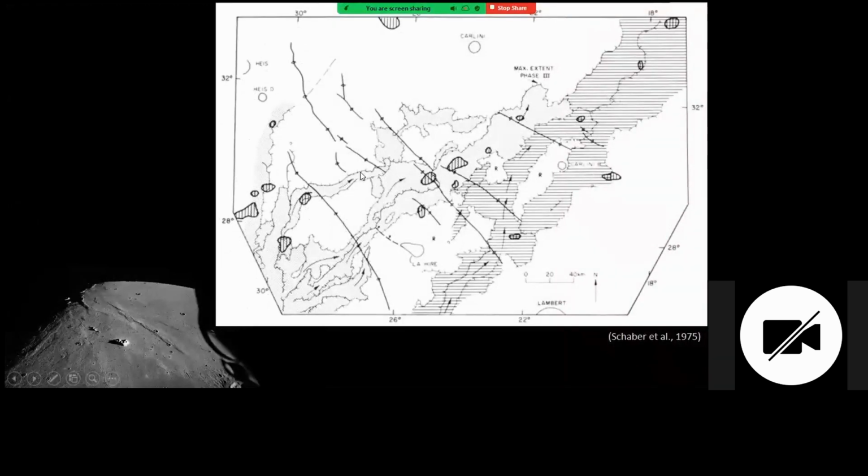So Shaver et al. 1975 did a nice map of the different lava flows. And you can see in this map that they don't show that any of the flows embay or invade any of the wrinkle ridges. If anything, they pretty much cut across where the ridges manifest, essentially implying that these ridges were likely not there when those lava flows happened.